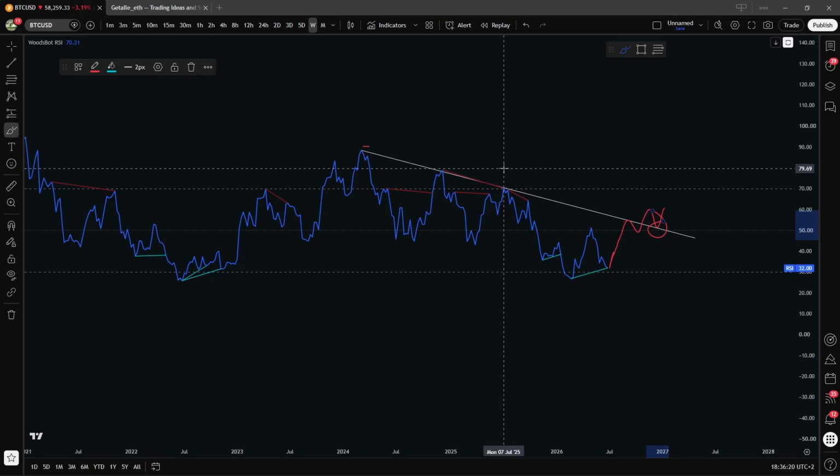And this actually works. I know it might sound crazy because you draw trend lines on an indicator, but this actually works. I don't know if you guys knew this, but drawing trend lines works on indicators, especially on the RSI.